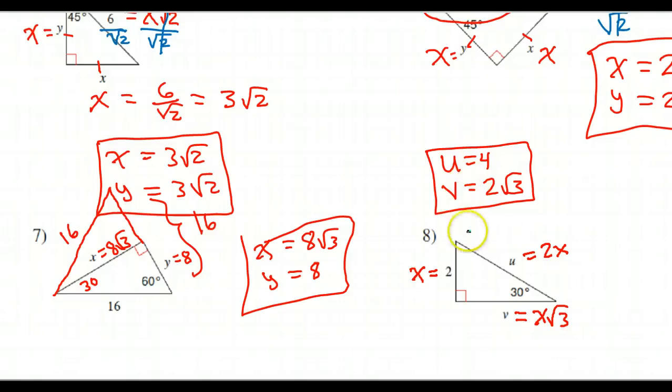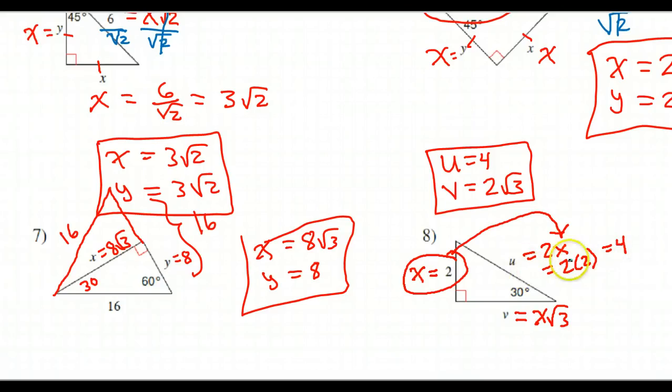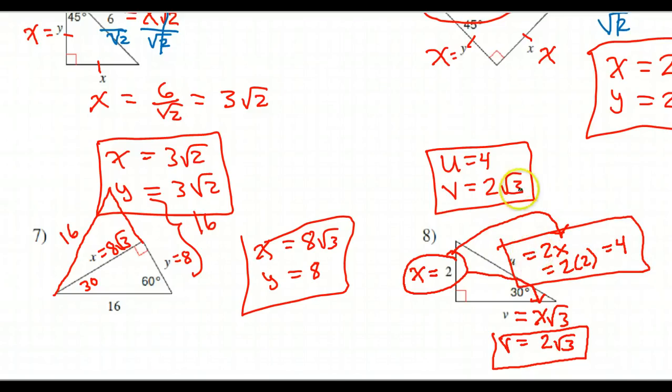Another way to think of it is, x equals 2. If x equals 2 and I substitute that in, this becomes 2 times 2, which is 4. So u equals 4. And again, if x equals 2, I can plug that in right there, and that gives me that v is equal to 2 radical 3. So that's another way to think about it. Either way, you get the same answer.